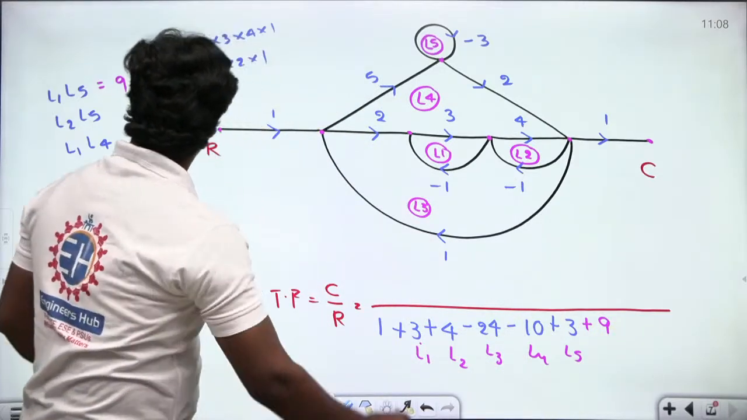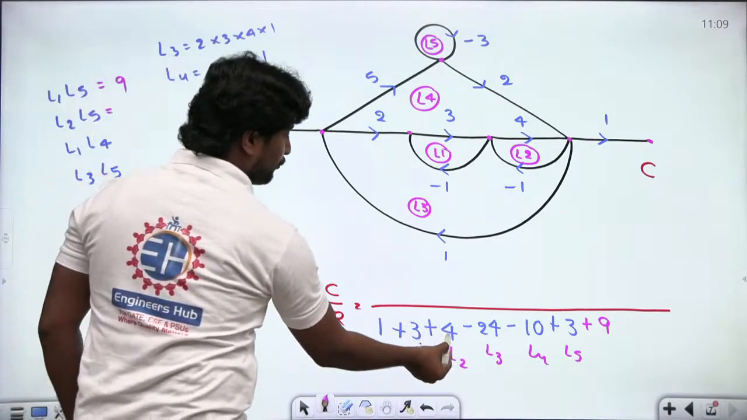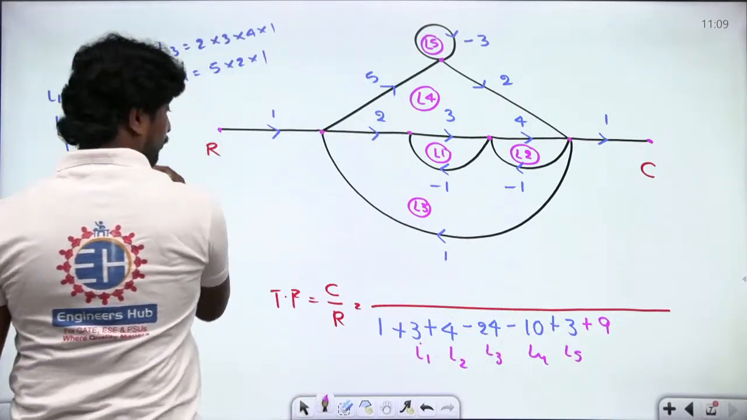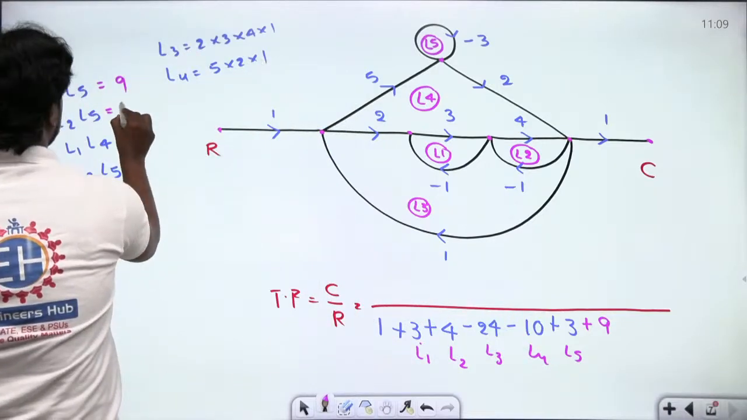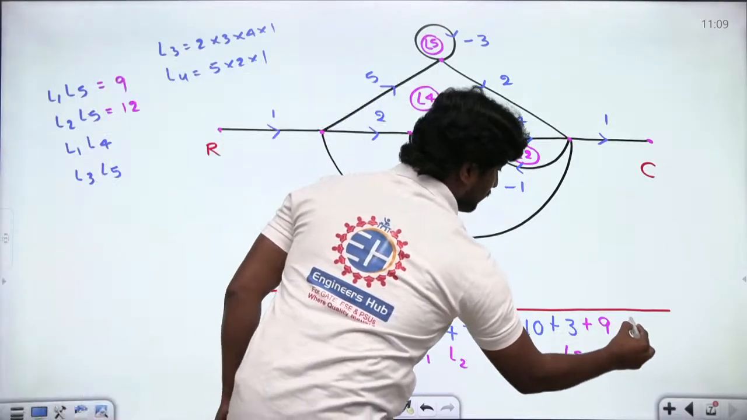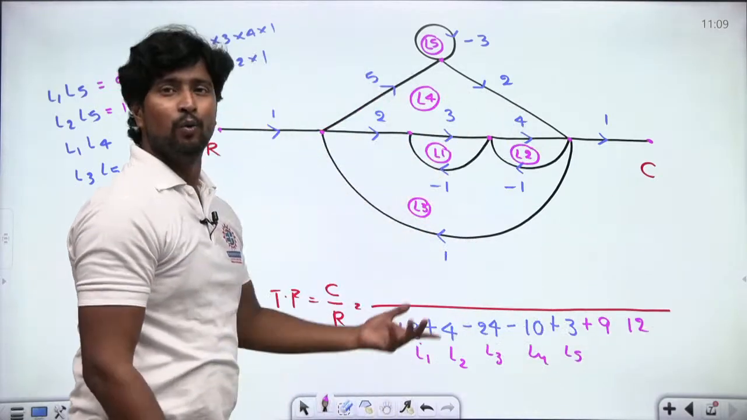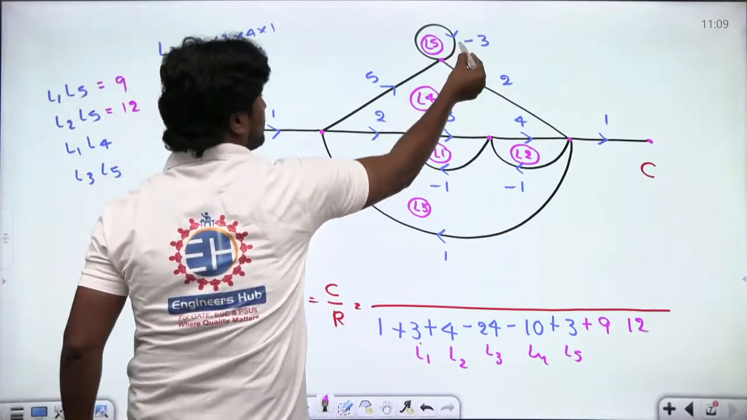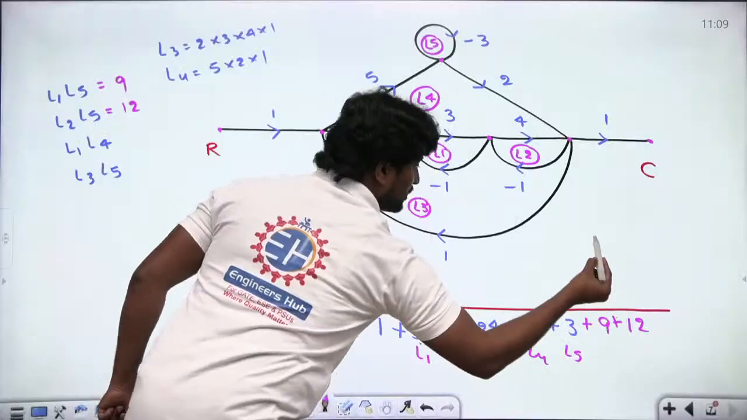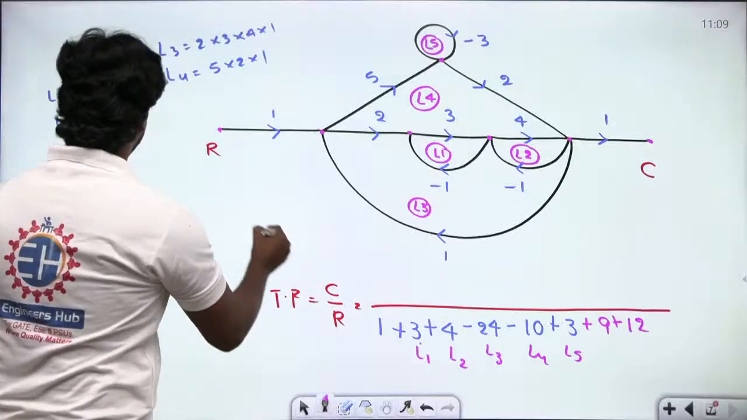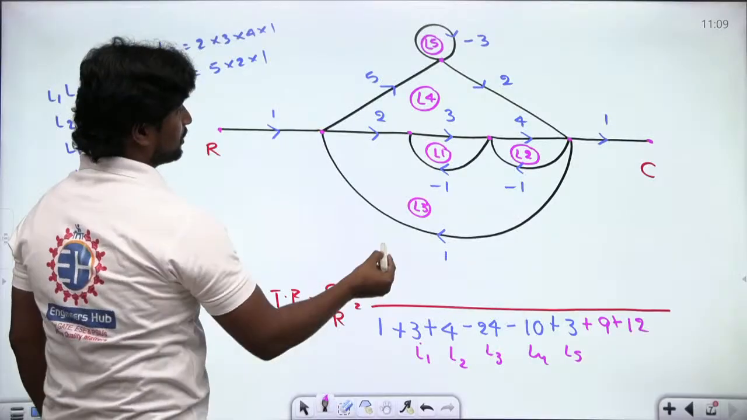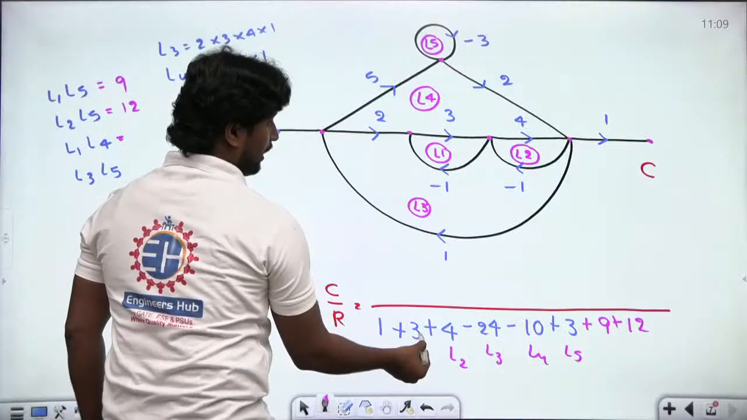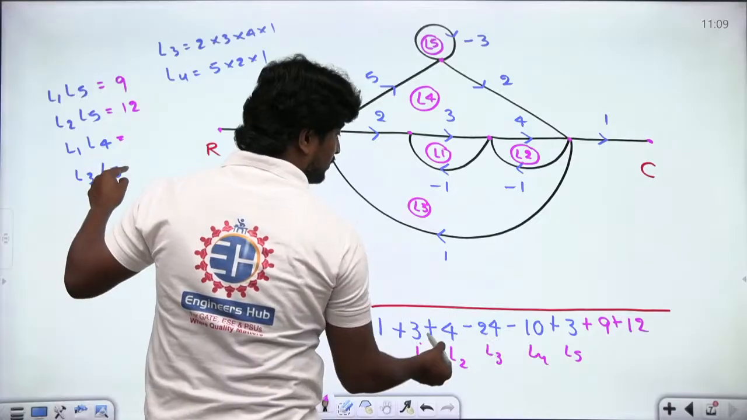Got it? And next, loop 2, loop 5. What is the loop 2 value? 4. What is the loop 5 value? 3. So 4 into 3, 12. Clear? What about the sign? Loop 2 sign is minus and loop 5 sign is minus. Minus into minus, plus. And next, loop 1, loop 4. Guys, carefully listen. Loop 1 is 3 and loop 4 is 10. 3 into 10, 30.